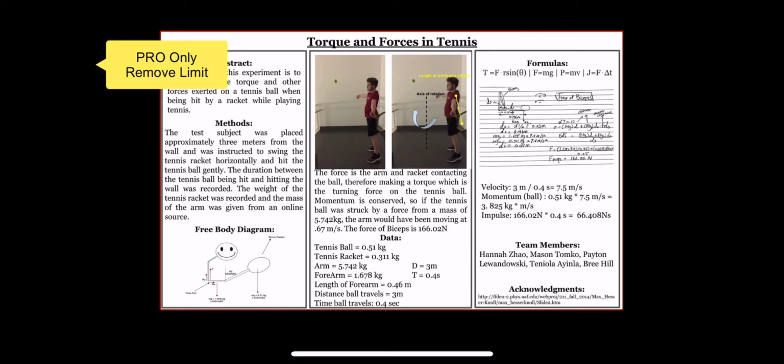Just some additional information, the sources that we used to find the average mass of the arm and the tennis ball and racket can be found under the acknowledgements in the bottom right-hand corner.